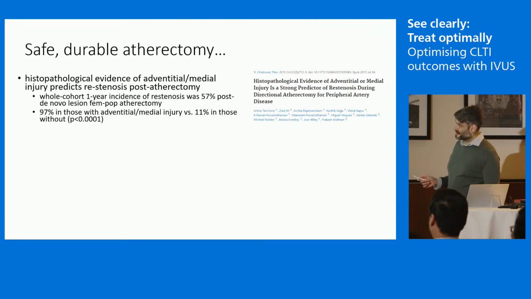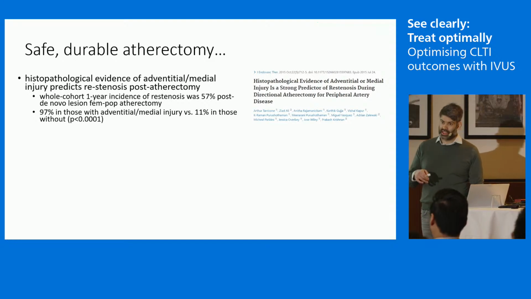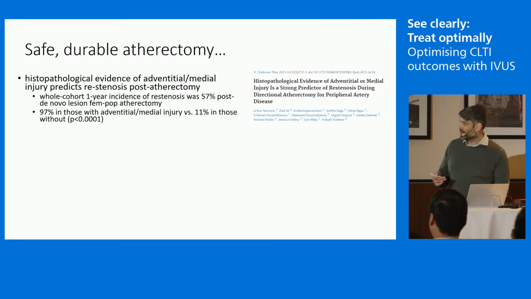So the whole cohort incidence of restenosis at 1 year was 57%. But of that, actually, 97% of the patients were patients who had histological evidence of adventitial or medial injury in the atherectomy effluent, whereas those who you can do atherectomy without injuring the media or the adventitia, the restenosis rate at 1 year was only 11%. So this is the first thing that was telling us yesterday when we were talking about the dissection classification, this is now a little bit of evidence that we can use to guide how we manage the dissections that we see. That if you've got a deeper injury into the arterial wall after atherectomy, you're more likely to have restenosis.